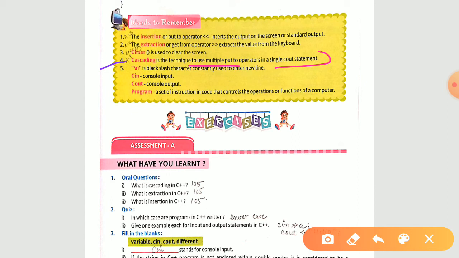Second one is what is extraction. Again on the same page you see second point, the extraction or get from operator extracts the value from the keyboard. Till keyboard you have to write down. Third one, what is insertion in C++? Again on the same page, the first point of words to remember, the insertion or put to operator inserts the output on the screen or standard output. Okay, so these are three of your oral questions. All are in your words to remember.